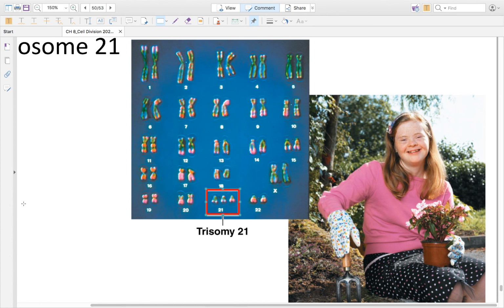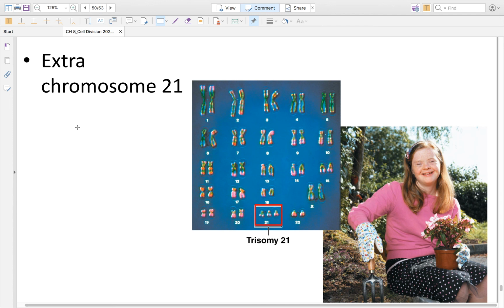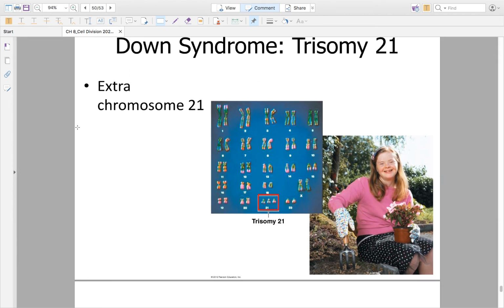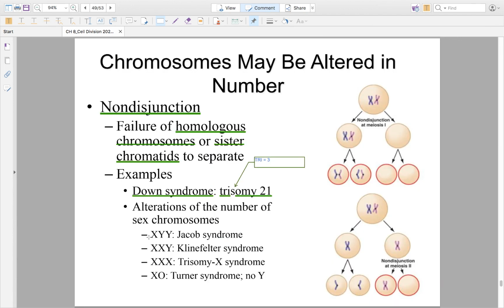That is why this is called trisomy 21. This is Down syndrome. So this is caused by meiotic error. This is caused from non-disjunction, meiotic error. So there's other trisomies. There's trisomy 13, there's trisomy 18. This is not the only trisomy. In fact, there are trisomies that alter the sex chromosomes.